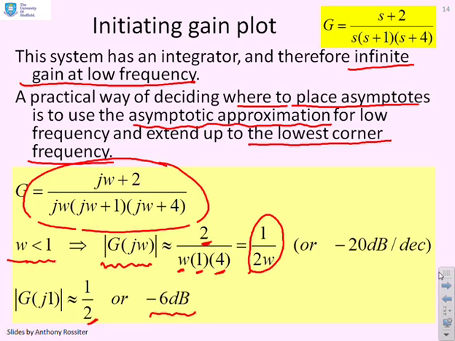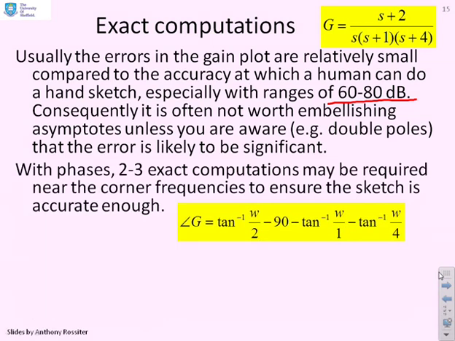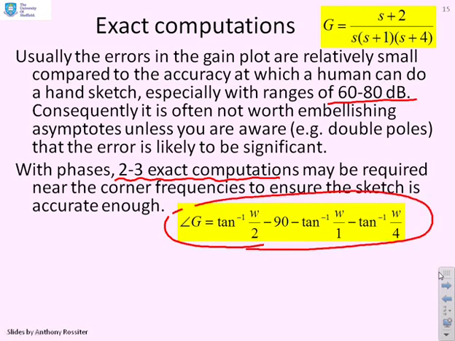Now, having done that, we can show how this method will combine to give a very fast sketching method. In terms of exact computations, I'm not going to bother with the gain plot, because it's usually difficult to sketch when you've got a range of 60 to 80 decibels. You can't sketch more accurately than 3 or 4 decibels anyway, so it's hardly worth it. With the phase plots, you're going to need 2 to 3 exact computations in order to get a smooth plot near the corner frequencies. So you're going to need to calculate this formula exactly at 2 to 3 places. So that's the exact statement for the phase of the system.